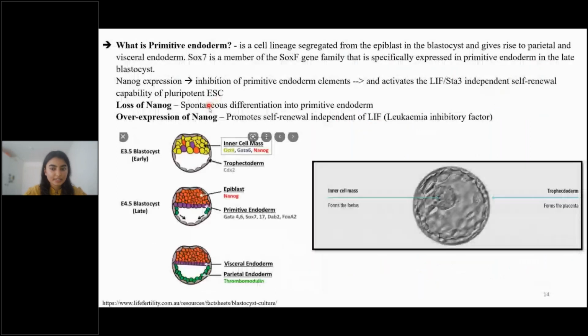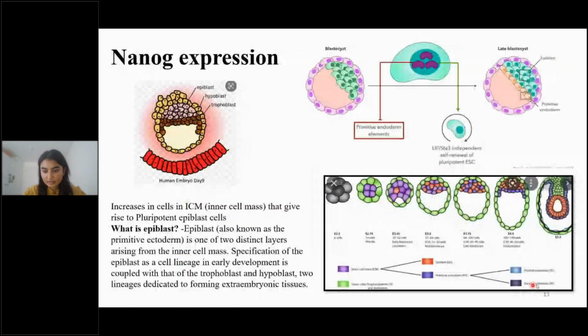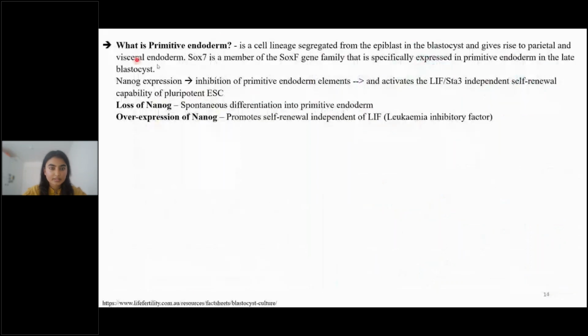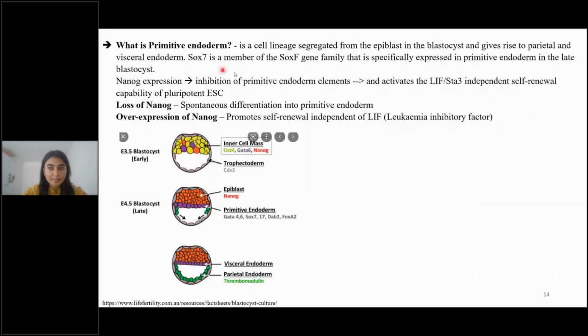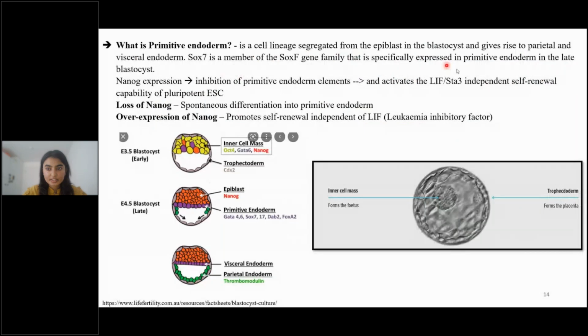Then what is the primitive endoderm? It's a cell lineage segregated from the epiblast in the blastocyst, and it gives rise to the parietal and the visceral endoderm. So the primitive endoderm splits into parietal and visceral. That's what is written. So when it splits into this, finally expressed into primitive endoderm, the expression of SOX7 increases.